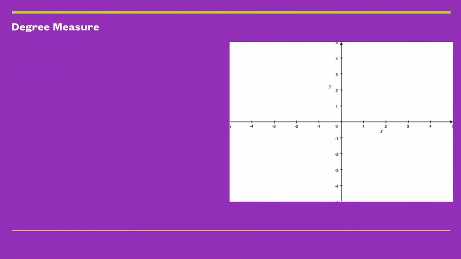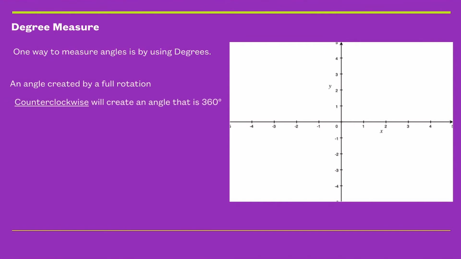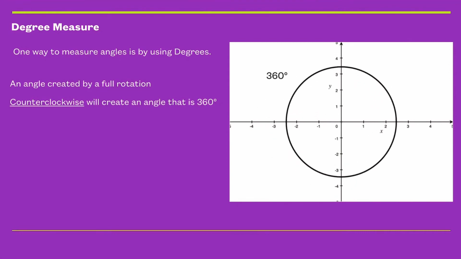Let's talk about degree measure. One way to measure angles is by using degrees. That's a common measurement, and in the next video, we'll talk about radian measure. Now we'll talk about a full rotation of our angle. If I draw my vertex here and my ray, it's in standard position. If we rotate this ray one full rotation all the way around, this results in an angle of 360 degrees. Because we rotated it one full rotation counterclockwise, it would be positive 360 degrees. So a full rotation counterclockwise is a positive 360 degree measure.